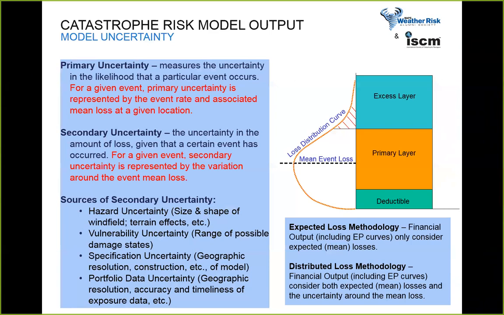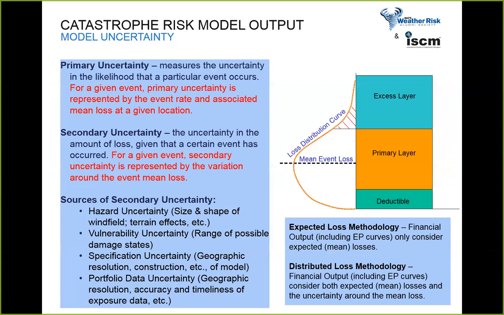First is the primary uncertainty, which is really the uncertainty in the likelihood that a particular event occurs. And usually within the modeling world, this is represented by the event rate and the mean loss expected at a given location. So this is asking, what is the uncertainty or probability that a Category 5 will pass directly over downtown Miami? And if so, what are the expected losses associated with that? That is the primary uncertainty.